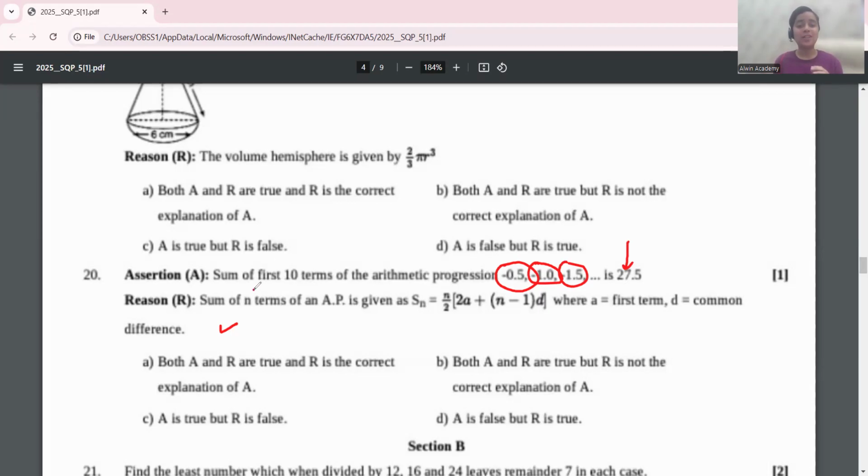So the sum of first 10 terms of this AP cannot be equal to 27.5. It cannot be equal to any positive number, because even if you try adding any amount of negative numbers, the answer just keeps getting negative. So assertion is false, reason is true. We have option number D again.